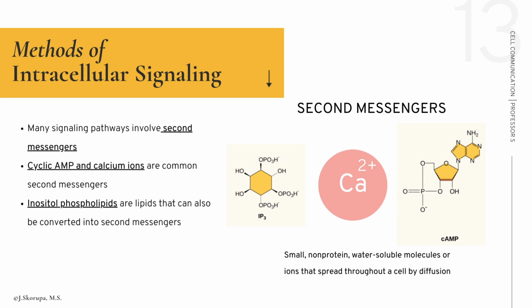Now we move on to the second method of intracellular signaling, second messengers. Many signaling pathways involve second messengers. These are small, non-protein, water-soluble molecules or ions that spread throughout a cell by diffusion. Second messengers participate in pathways initiated by GPCRs, which are G protein coupled receptors, and RTKs, which are receptor tyrosine kinases. Cyclic AMP, which is usually written cAMP, and calcium ions are common second messengers. Inositol phospholipids are lipids that can also be converted into second messengers. Here we have IP3, which is inositol triphosphate.